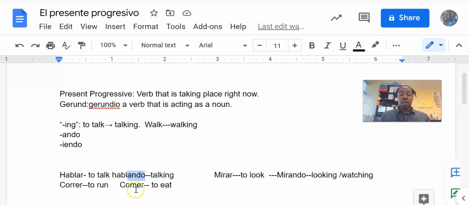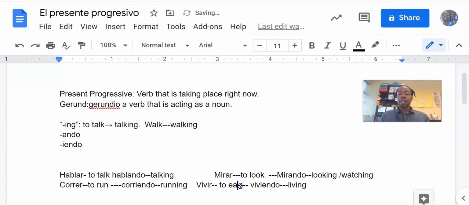But here, where we have er, and I'm going to change this one from comer to vivir, we're going to need this iendo, because it's either an er or ir verb. So the word to run is going to become corriendo, which is running, and vivir will become viviendo, which is living. And I'm sorry, I left this as to eat. It should be to live. Sorry for the confusion there.